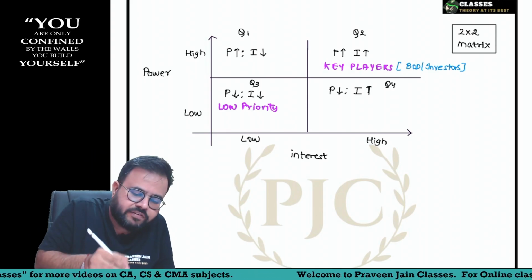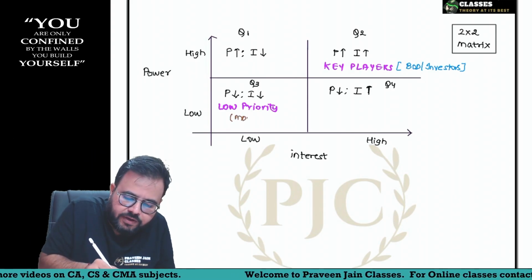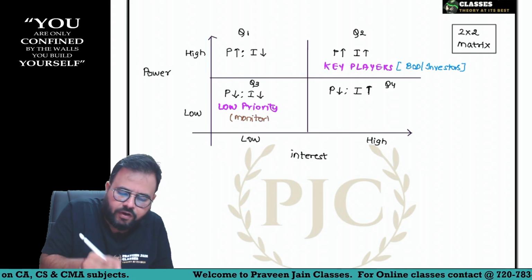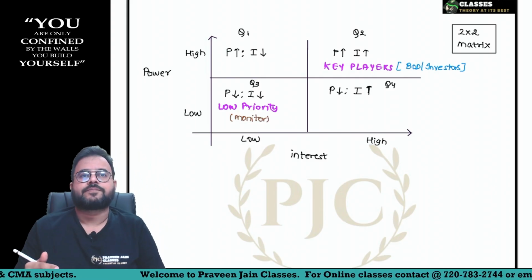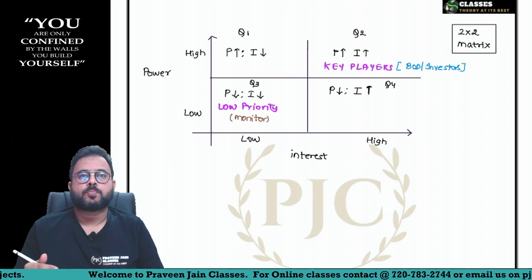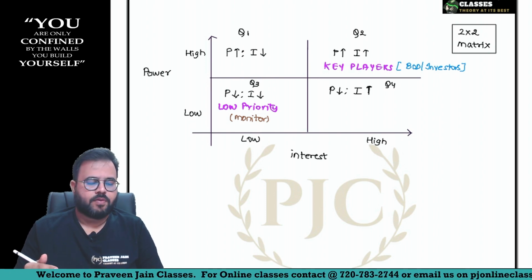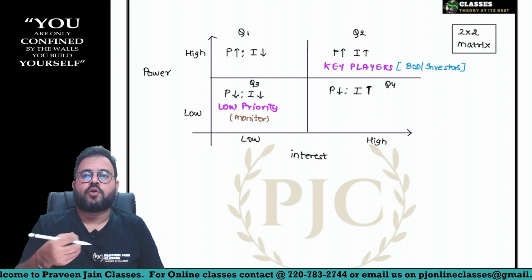For low priority stakeholders, what do we have to do? Monitor. But how? Occasionally, not regularly. Monitor occasionally. You have to monitor, but only occasionally.